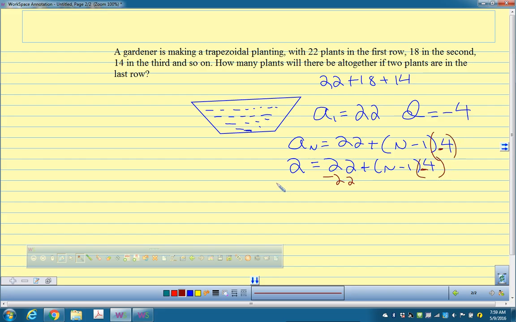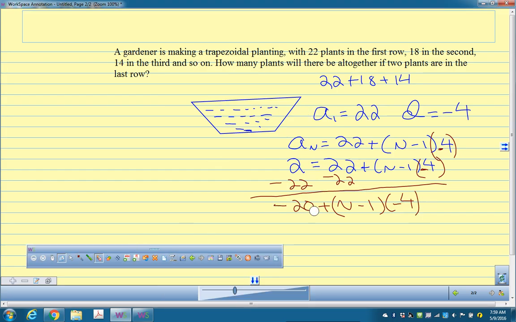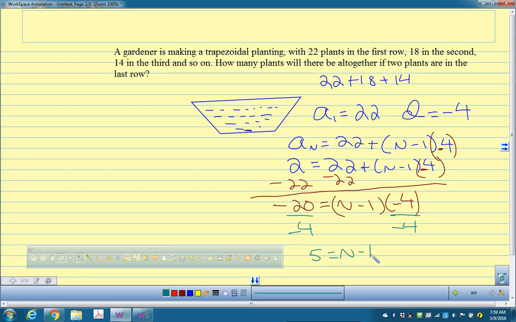Subtract 22 from both sides. So I get negative 20 equals n minus 1 times negative 4. Whoops, sorry. It's not negative 20 plus, it's negative 20 equals, right? Then what? You could distribute, but then what? Don't distribute, divide. Divide by negative 4. Yeah, you could distribute, but I think that would add a step. So you get 5 equals n minus 1, so what's n equal to?